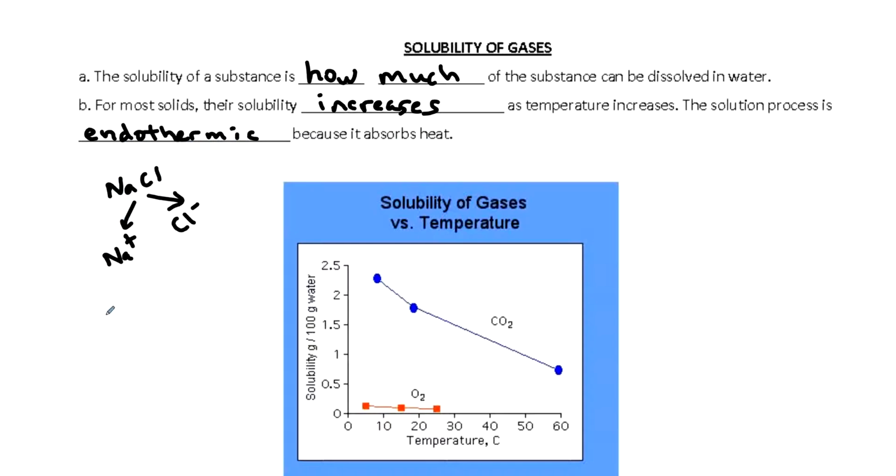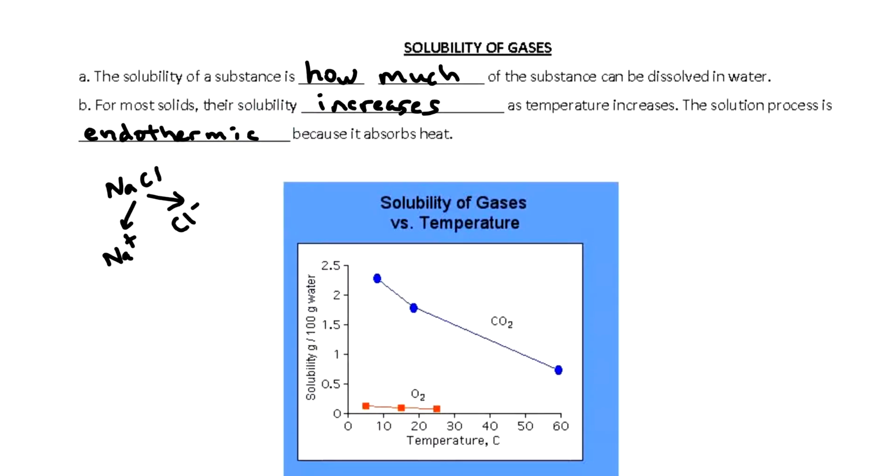The same thing can be said for a molecular substance, but a molecular substance doesn't separate into ions because it's not made up of ions. It just separates into individual molecules. But that still requires energy because the molecules are attracted to their neighboring molecules. So most processes of dissolving a solid in liquid require energy.